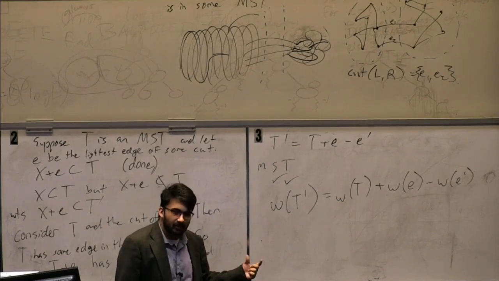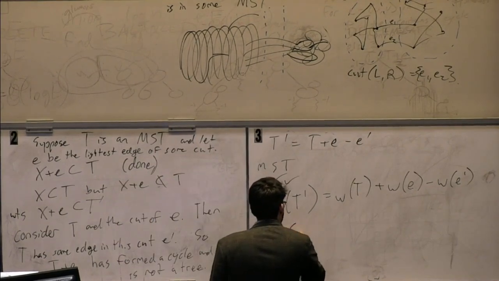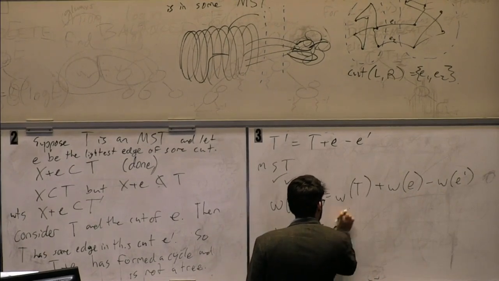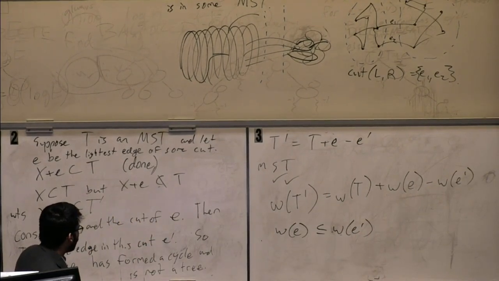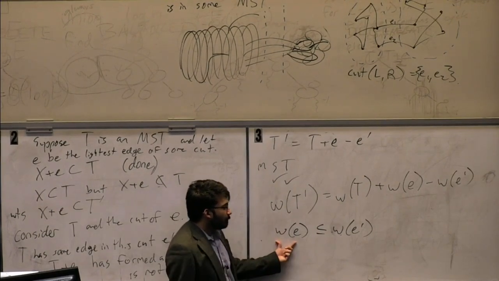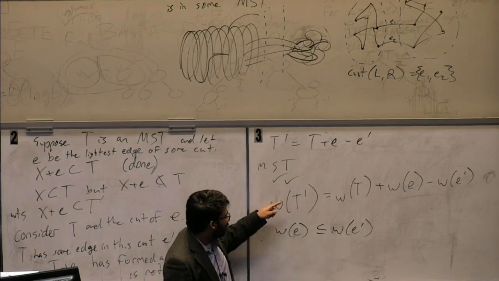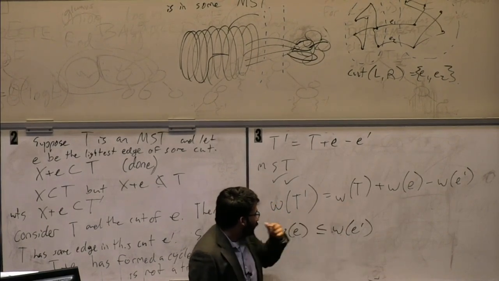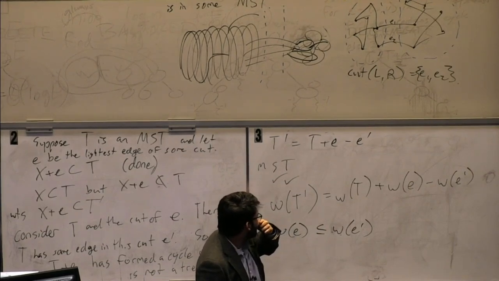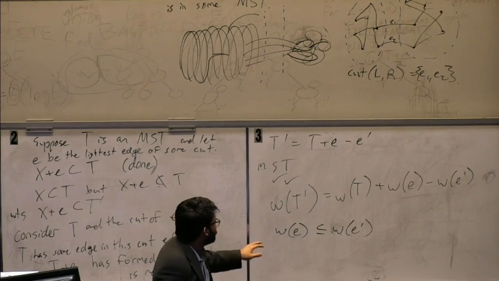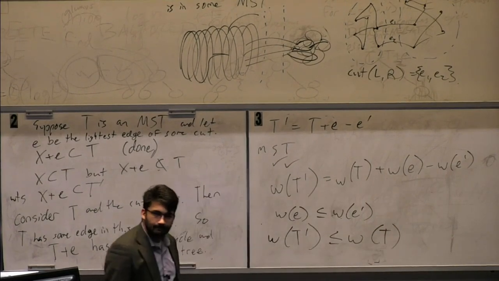But what do we know about the relationship between E and E prime? Let me double check this. If E is the smallest edge that we're adding, and E prime is some other edge, then we know that the weight of E must be less than or equal to the weight of E prime, right? So what does that tell us about the relationship between W of T prime and W of T? We added something small, and then we removed something bigger. So the weight of T prime is less than or equal to the weight of T.